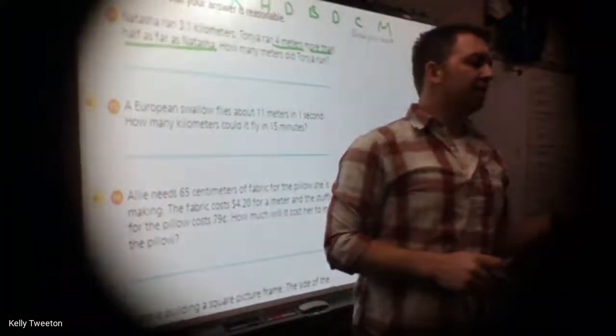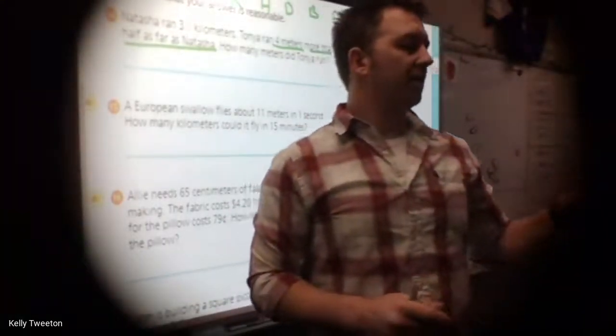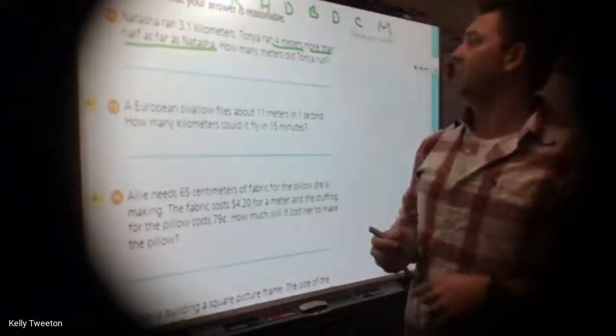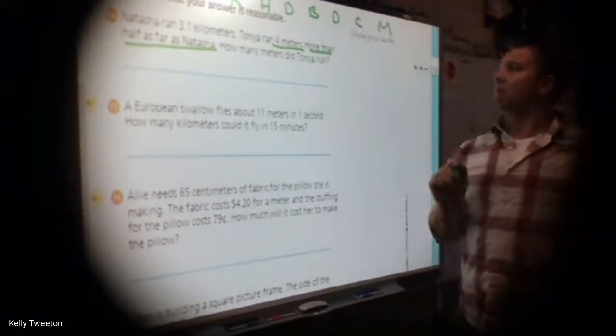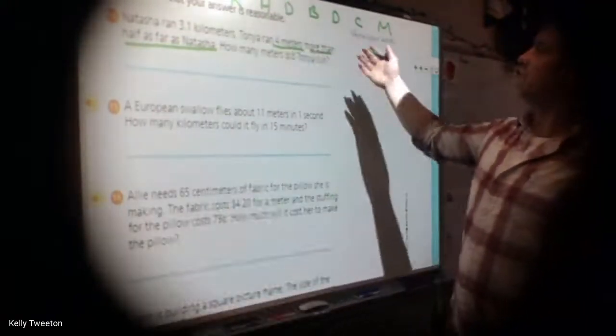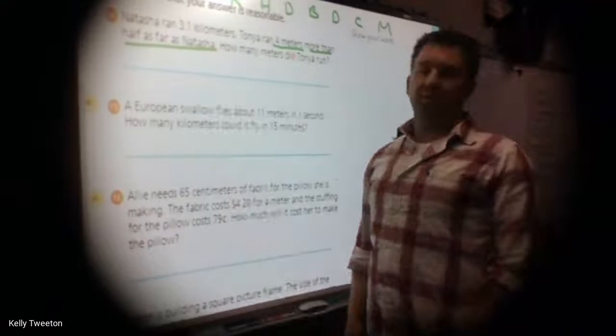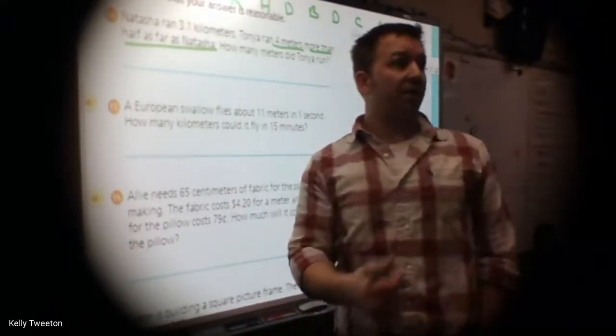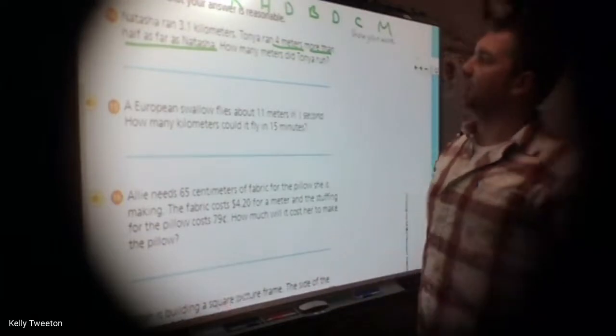How about, let's see who's out there with good eye contact. Lily. Lily's giving me some good eye contact. Thank you, Lily. What do you think we should do first? I'm seeing kilos. I'm seeing meters. What do you think we should do? Okay, you want to change everything to meters right away? That could be an option we could do.